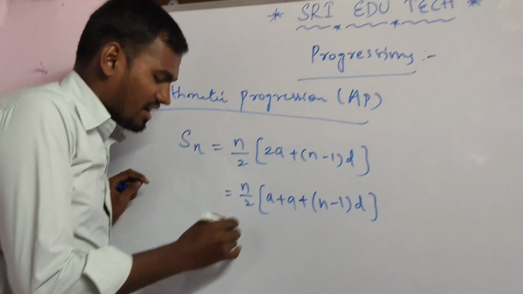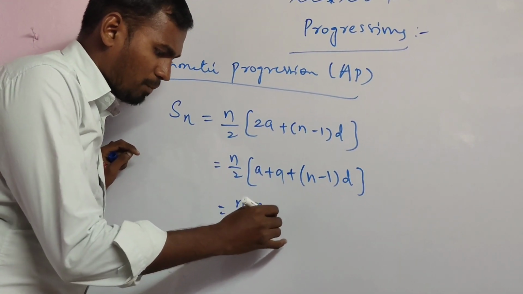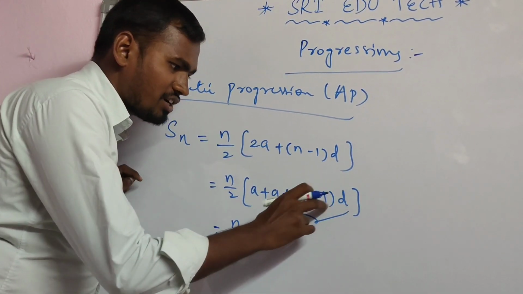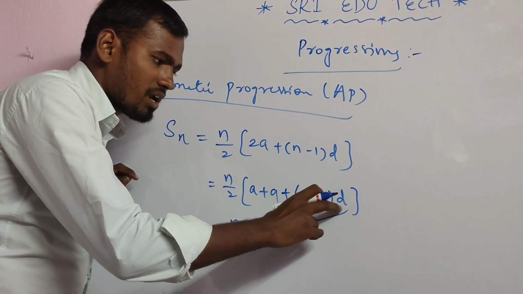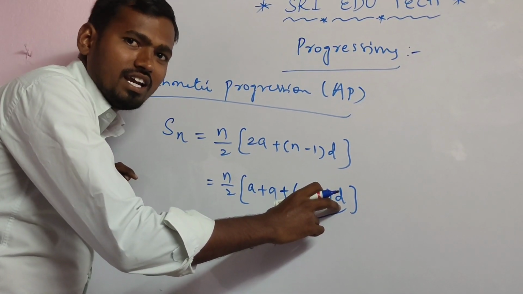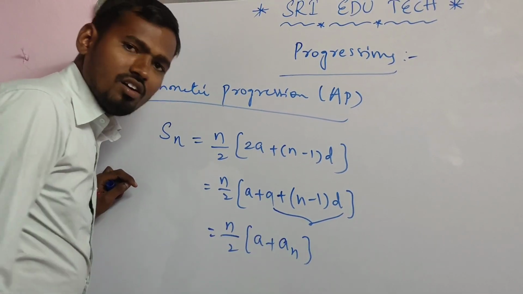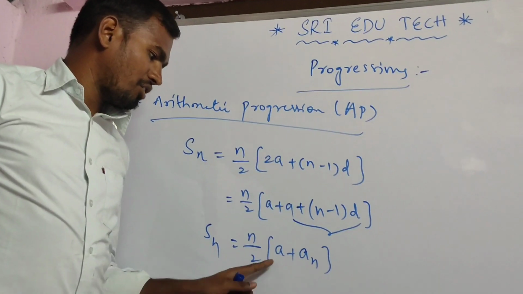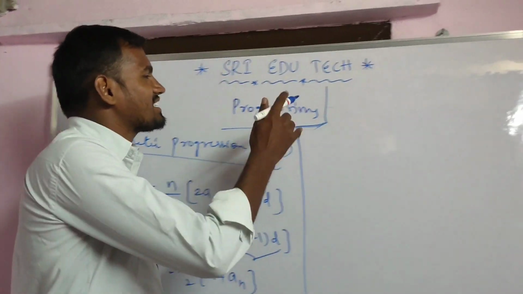Then n by 2 of a plus, you know already, a plus (n minus 1) into d. Just now only you learned what that is: a plus (n minus 1) into d is equal to an. Then we write an here. Then Sn is equal to n by 2 of (a plus an). Let us take an example.